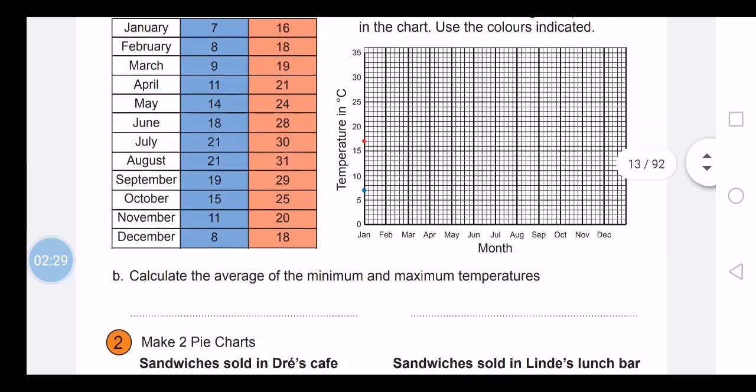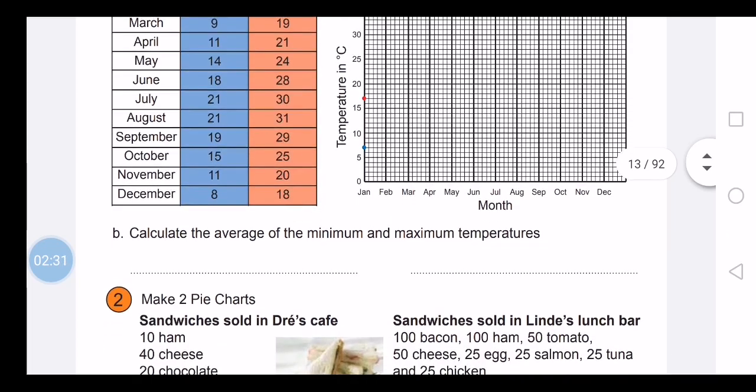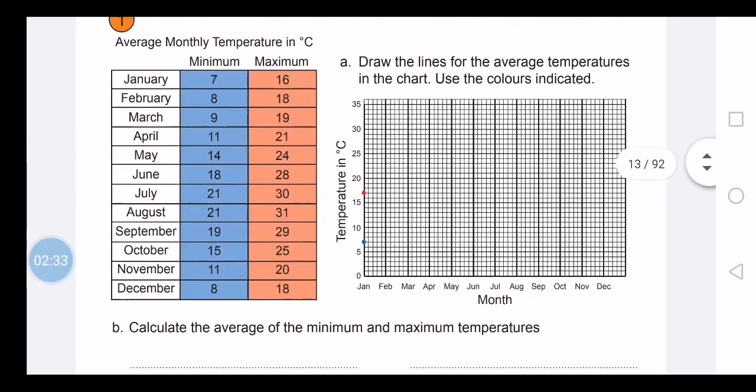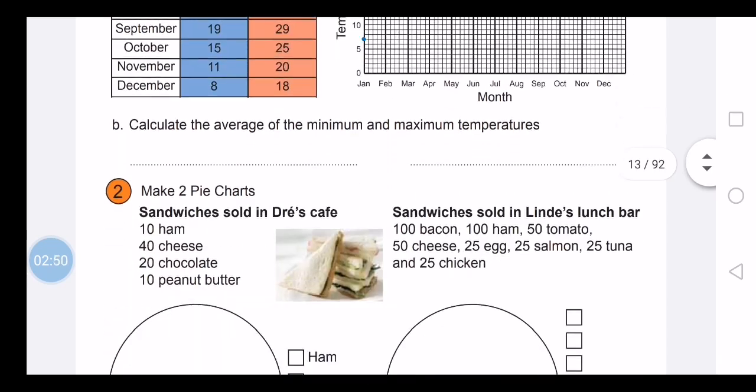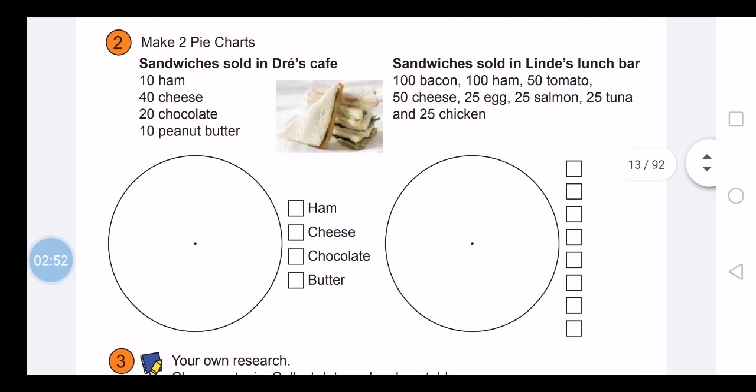Use a ruler. And then you have to calculate the average of the minimum and maximum temperatures. Can you remember how to calculate the average? If not, go back to page 3, where it spoke about averages, and revise the method. Remember, there are 2 steps. I know you can do it. And then the last one, okay, it says make 2. Oh, you have to make the pie charts.